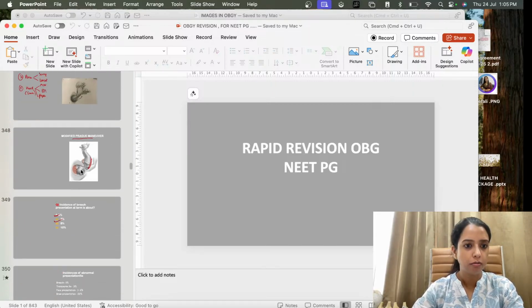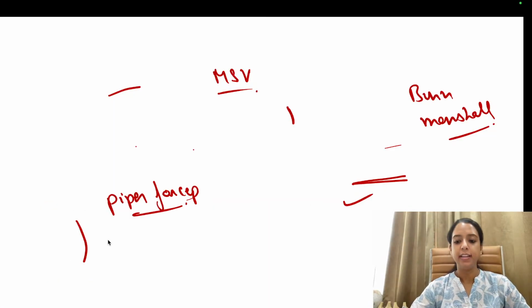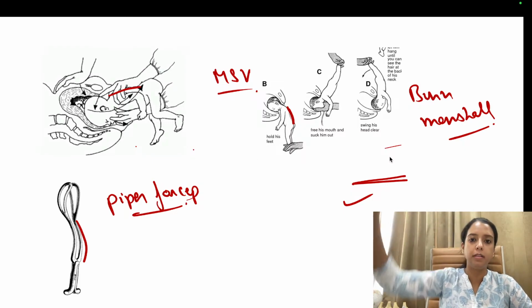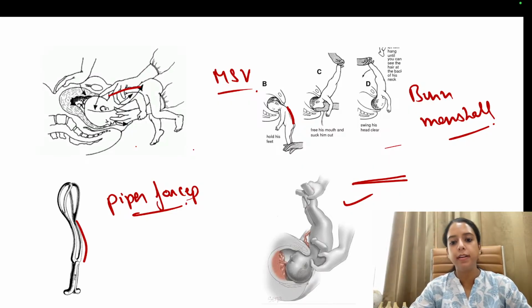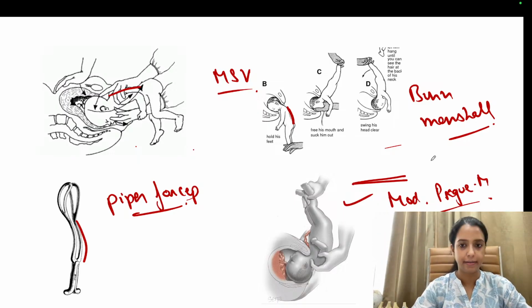Not Burns Marshall, it's the modified Prague maneuver. What is Burns Marshall? This is Burns Marshall, where you let the baby hang and then you just curve it over the mother. That is Burns Marshall. To deliver a back posterior, what you use is a modified Prague maneuver. Okay? This is the modified Prague maneuver for a back being posterior.